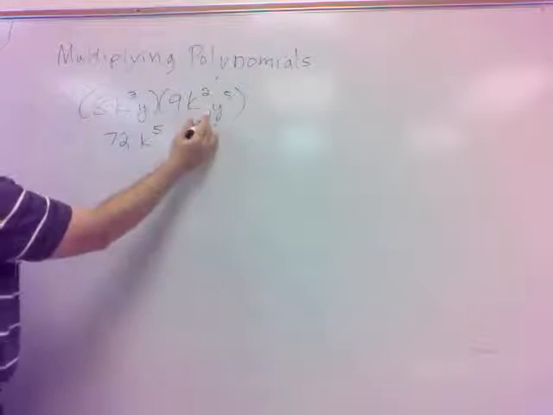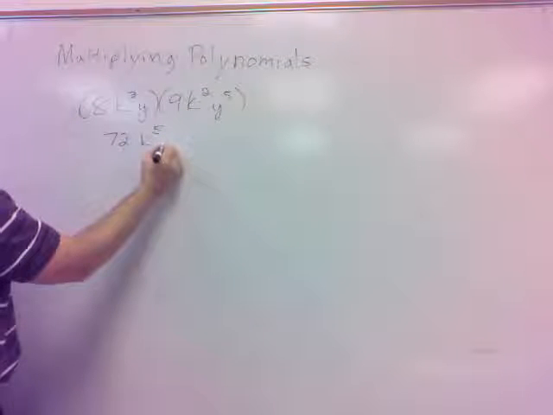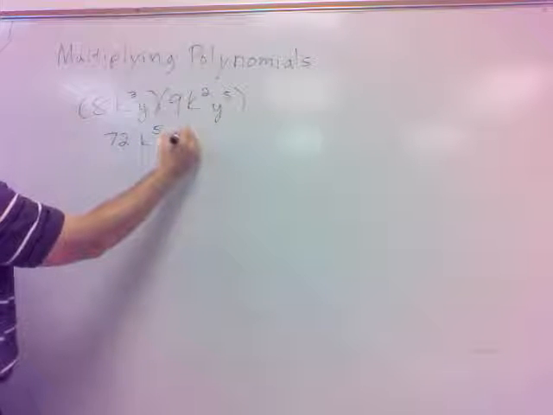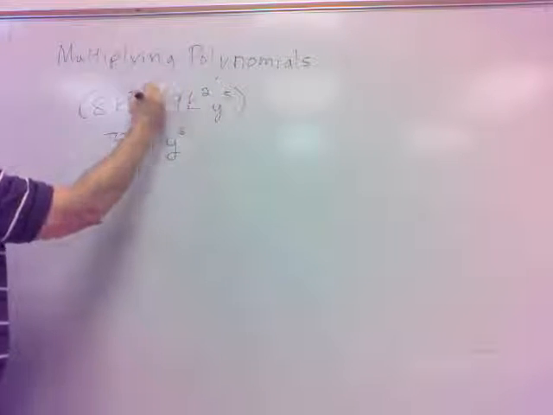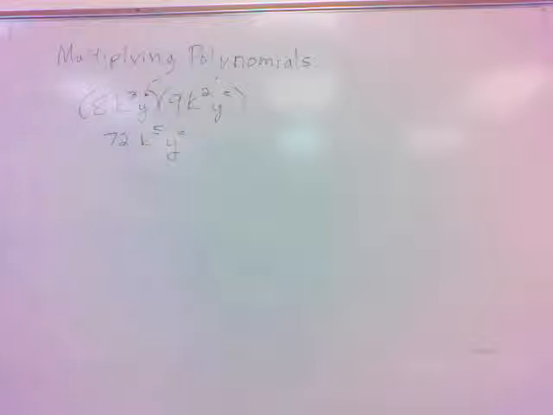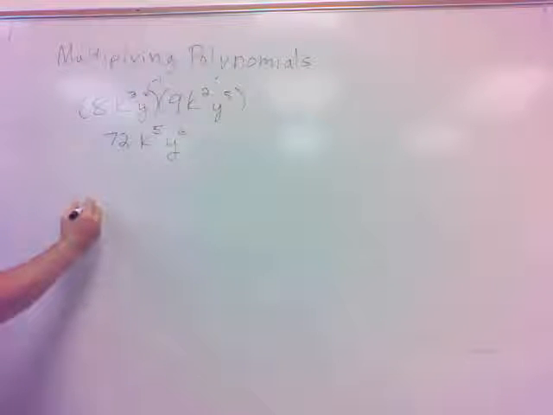So we get k to the 5th, right? And then what about the y's? It'll be y to the 6th because there's an understood 1 power there. So we add those two together. So we've done that.